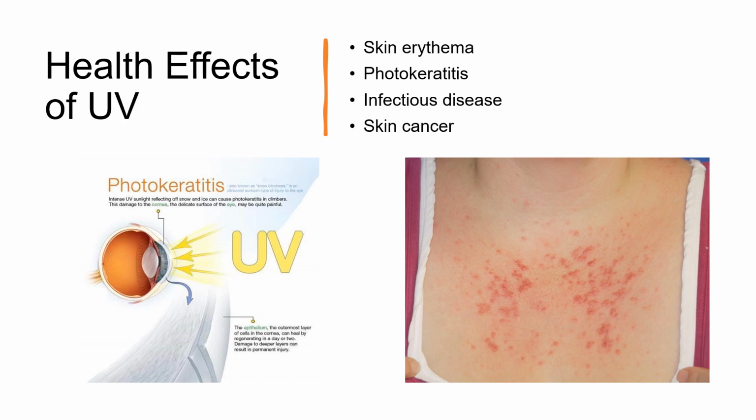Photokeratitis is essentially the same thing as arc eye that we discussed earlier. And as the graphic on the left points out, this can also be caused by UV light being reflected off of a snowy environment. So in this case, it's referred to as snow blindness. So again, this is damaging the cornea of the eye due to intense exposure to UV light.